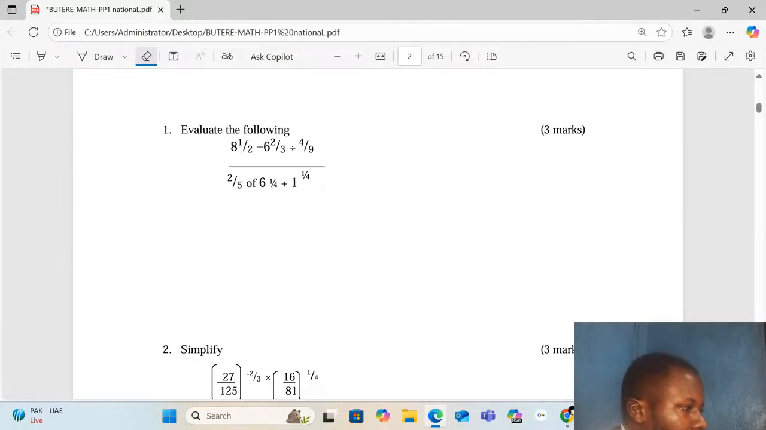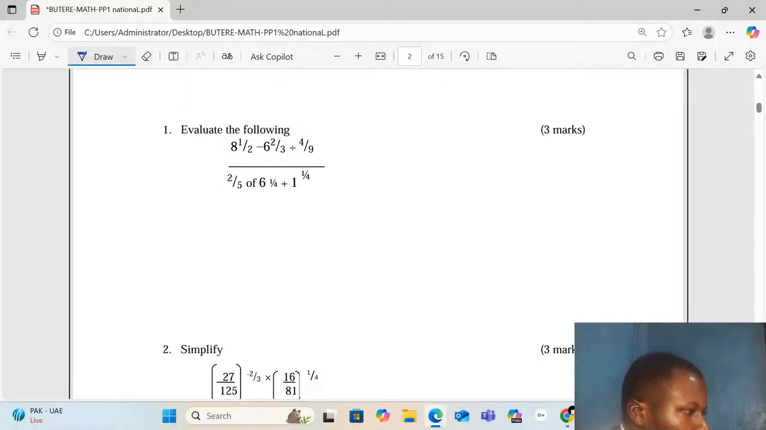the question is asking us to evaluate 8.5 minus 6 2/3, divided by 4/9, over 2/5 of 6.25 plus 1 1/4. Now we start by BODMAS. We use BODMAS.